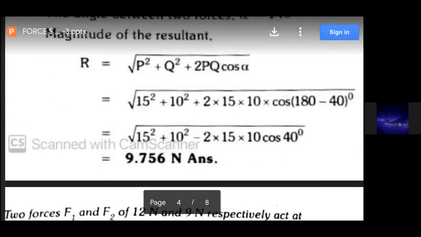The formula is R is equal to under root P square plus Q square plus 2PQ cos alpha. Here alpha is 180 minus 40, that is 140. Substitute P as 15 newtons, Q as 10 newtons, and alpha as 140 degrees. So under root 15 square plus 10 square plus 2 into 15 into 10 into cos of 180 minus 40. After calculation, we will get the R value as 9.756 newtons.